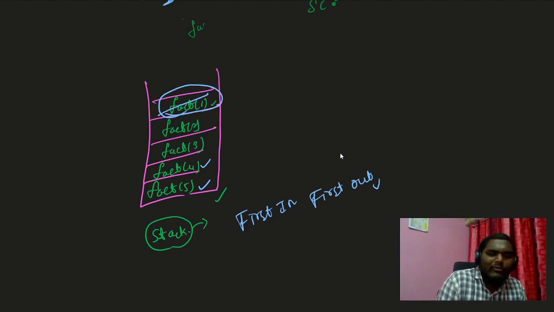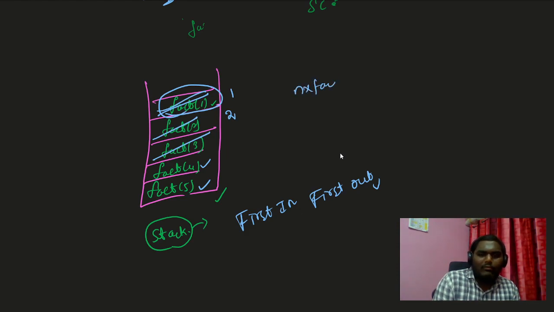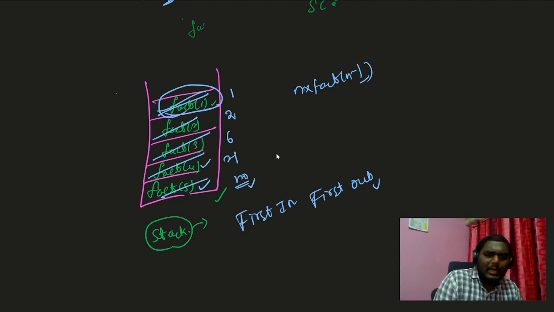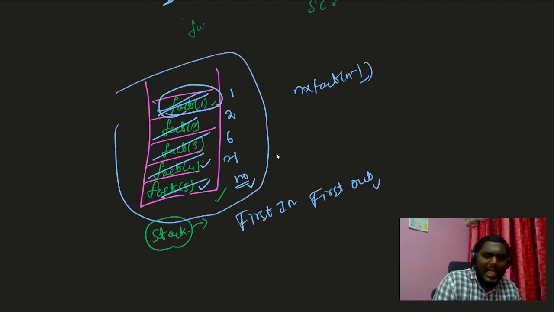So you will find an answer for this. Then it will return 1, then your job is done. Then it is 2, so your job is done here as well. Then it's 3 into 2, you have written n into fact of n minus 1, right? So it will return 6, then this will return 24, then this is 120.